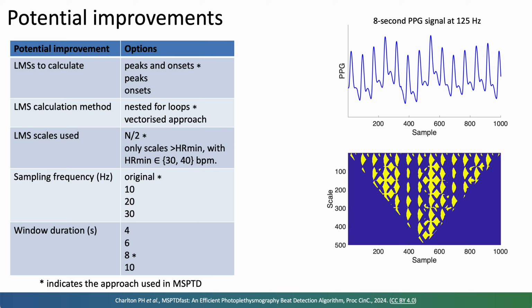whether we could truncate the scalegram to only use, for instance, scales corresponding to heart rates above maybe 30 beats per minute. Fourth, whether we could downsample the signal prior to analysis to reduce the size of the scalegram and still retain beat detection accuracy. And then fifth, whether reducing the duration of windows analyzed would improve efficiency.